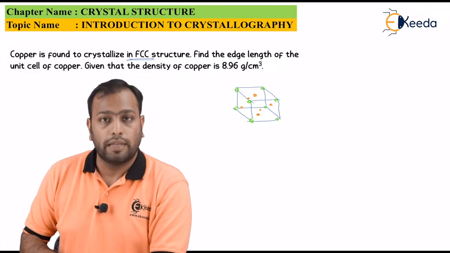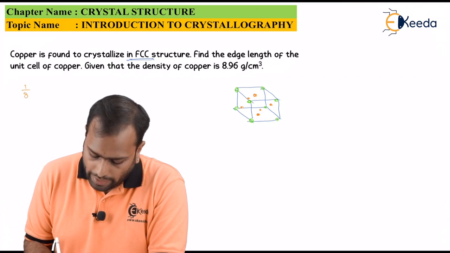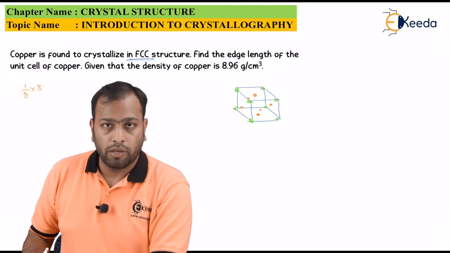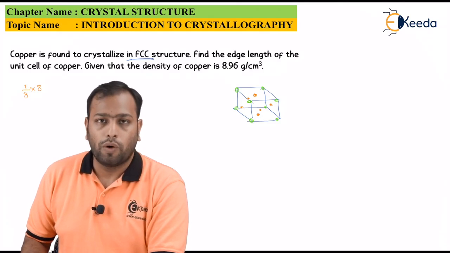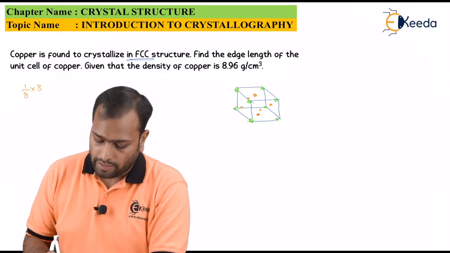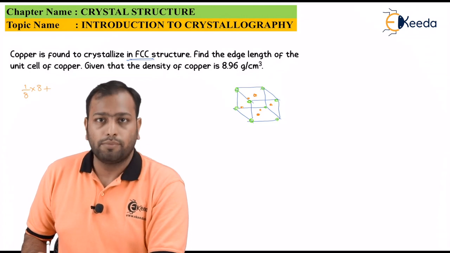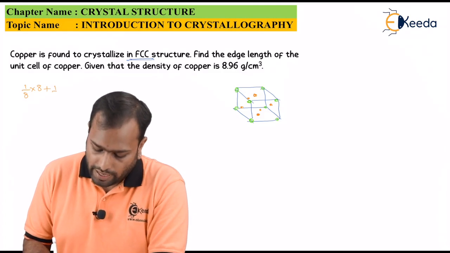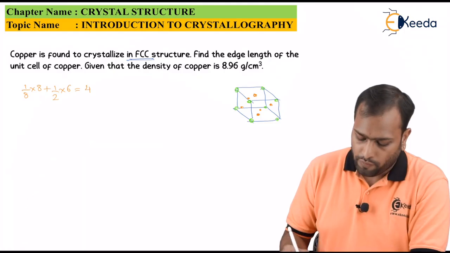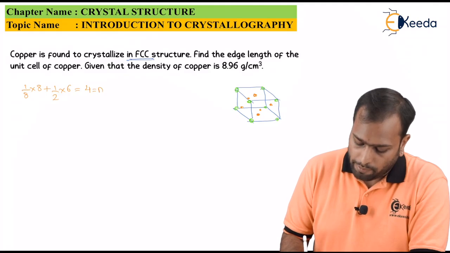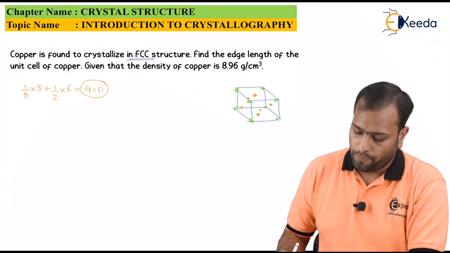So effectively, the number of atoms in the unit cell equals 1 by 8 times 8, because the atoms on the vertices will contribute 1 by 8 of the atom, and there are 8 of them, plus atoms on the face will contribute half of the atom, and they are 6 in number. So eventually this figure would come out to be 4. So the number of atoms in the FCC structure equals 4.